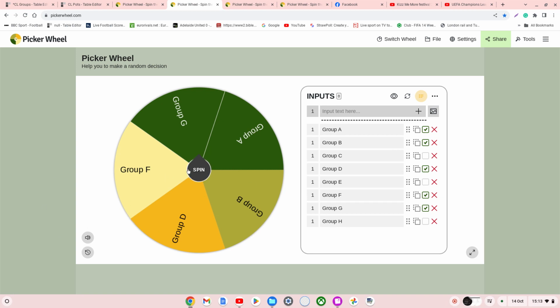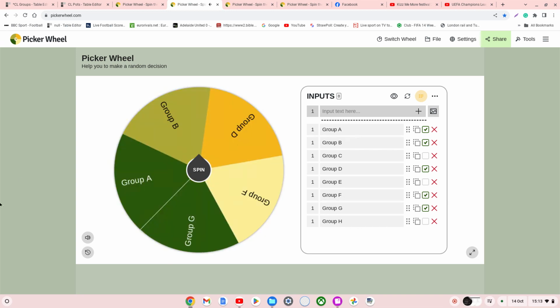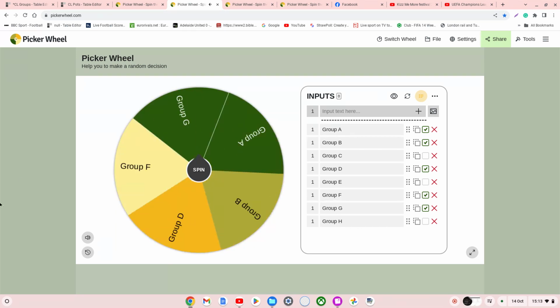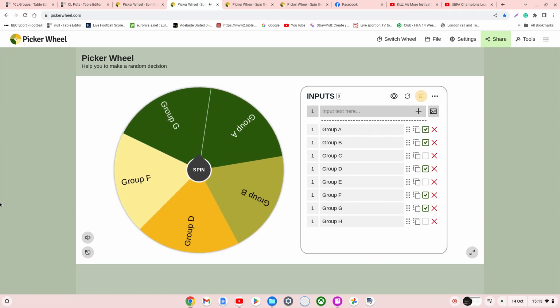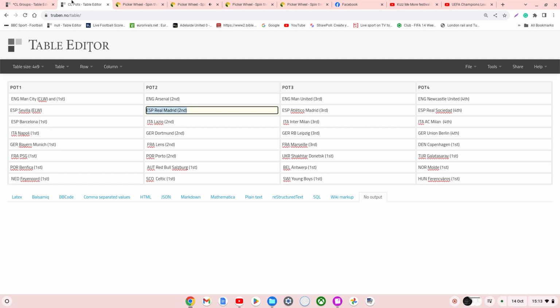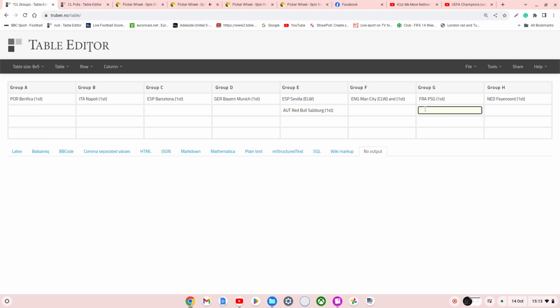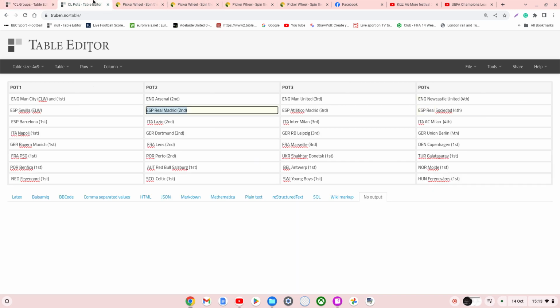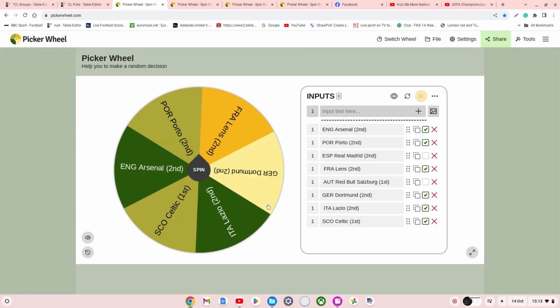Okay, let's go. And Real Madrid will be in Group G. They will be in Group G, and they will be playing against Paris Saint-Germain. Okay. Next.